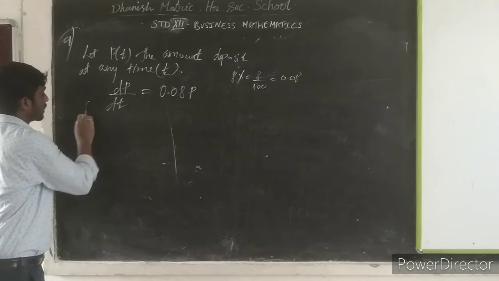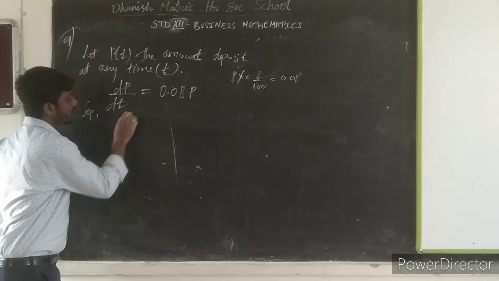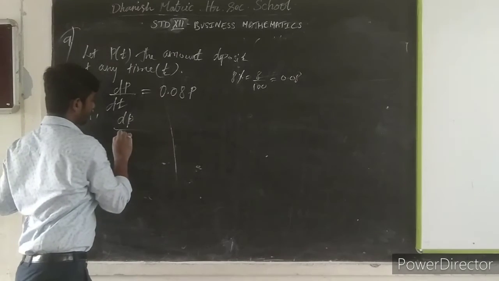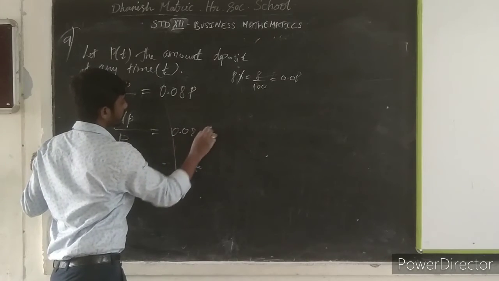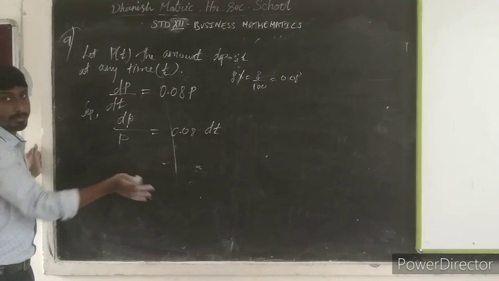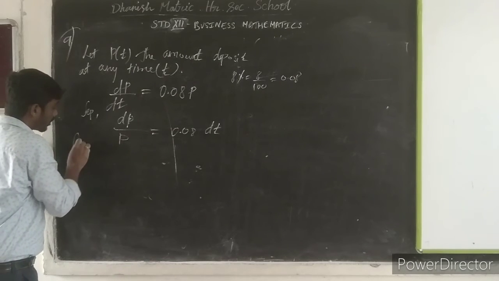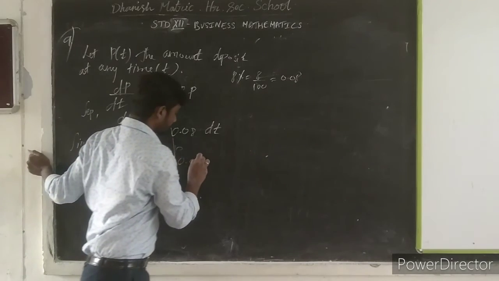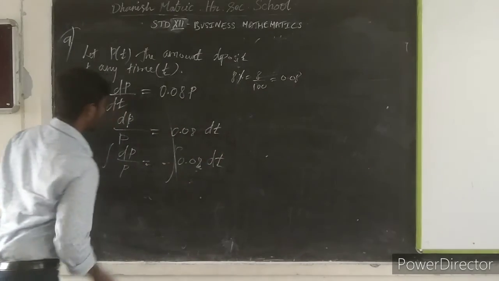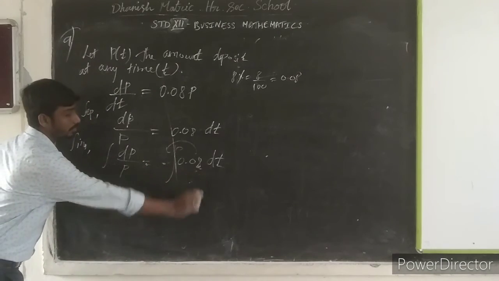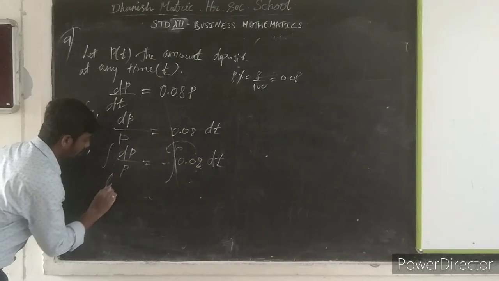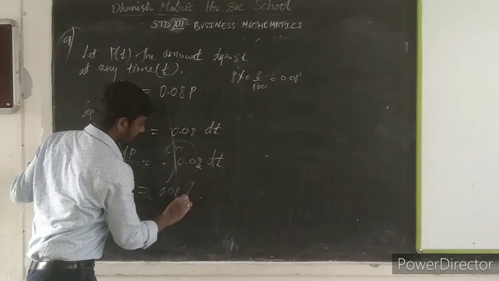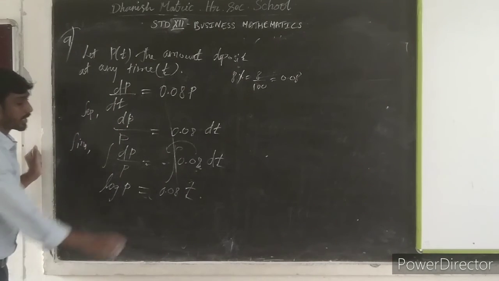Now separate the variables: dP divided by P equal to 0.08 dt. Now integrate both sides. Integrate dP divided by P, and the integral of 0.08 dt, taking the constant out of the integration. So you are getting log P equal to 0.08 t.